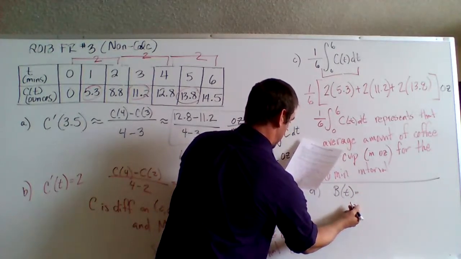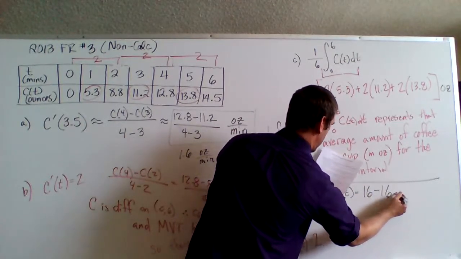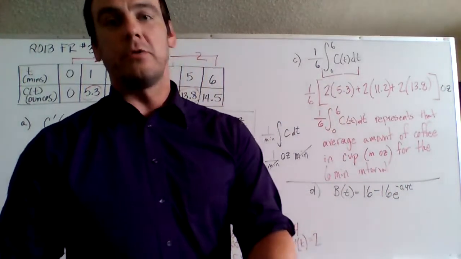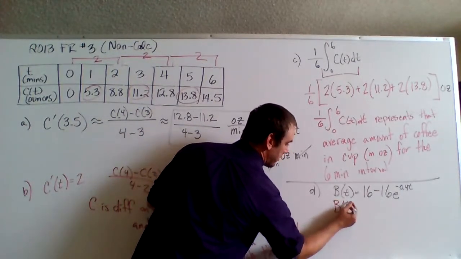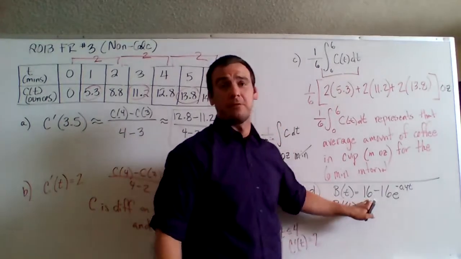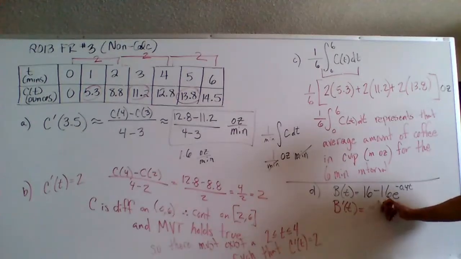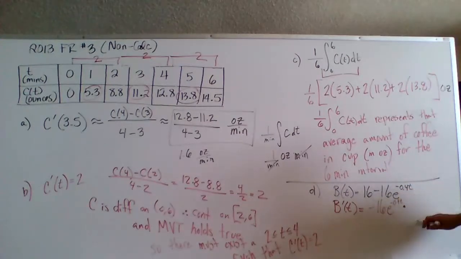is going to equal 16 minus 16 e to negative 0.4 t. Okay, so just make sure you take the derivative correctly. So I want to find b prime of t. Okay, so derivative of 16, derivative of a constant, is 0. Over here, I'm going to have a negative 16 times e to negative 0.4 t times the derivative of the inside. So the derivative of negative 0.4 t is negative 0.4.